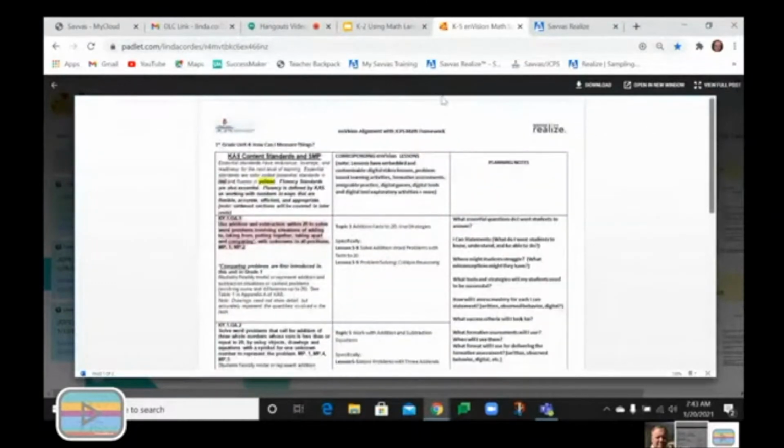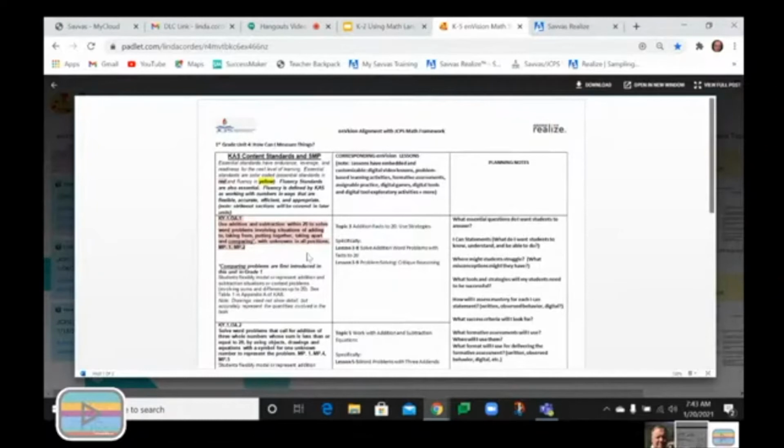And then the second column is where you find, where is this in Envision? Where would I find lessons to support me? And inside each lesson, there are tons of resources. There's digital lessons, problem-based learning, that's what we're gonna look at today. Formative assessment, just anything you can imagine is there.